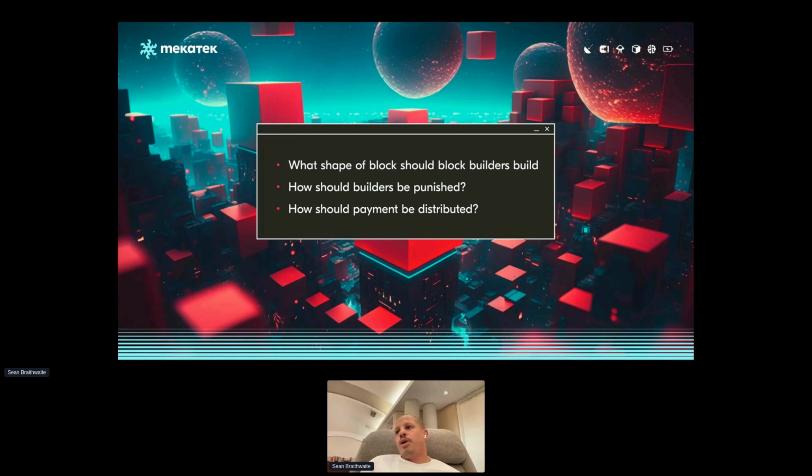But there are other more important questions that I think we should answer as a community. What is the shape of the block that we want people to build? How should the builder be punished if they build blocks outside that specification, besides just missing the proposal? And then how should payments be distributed? Payment distribution is something that is particularly interesting to Mekatek as contributors to public goods.